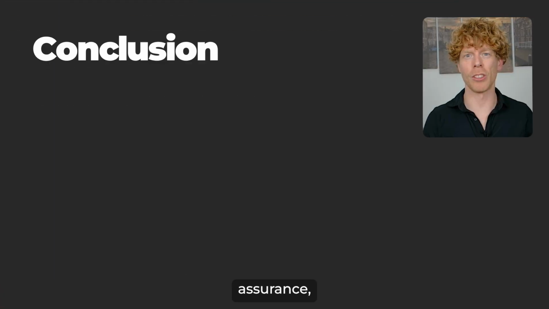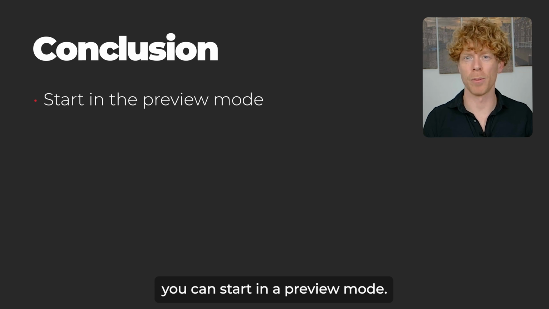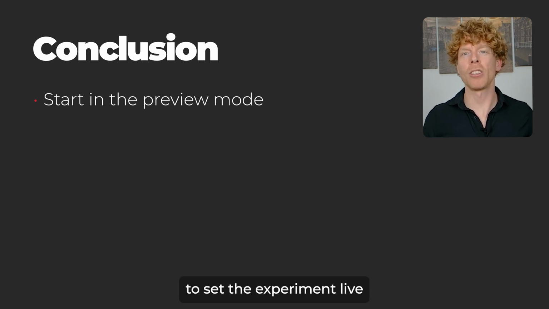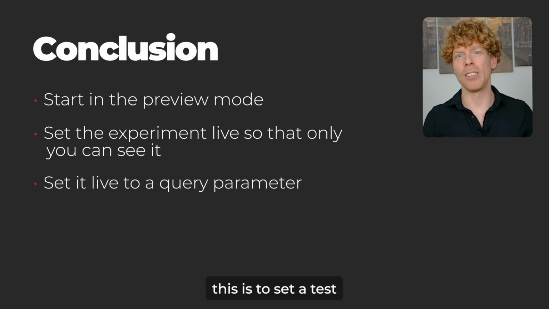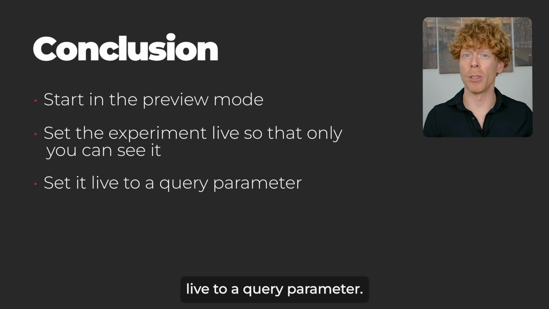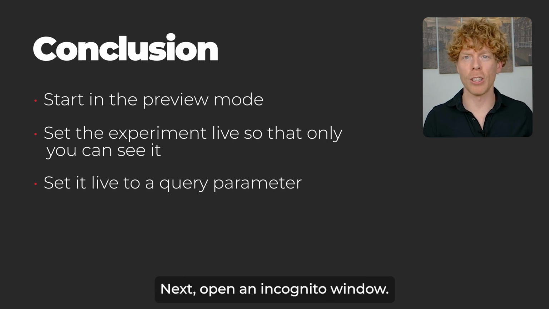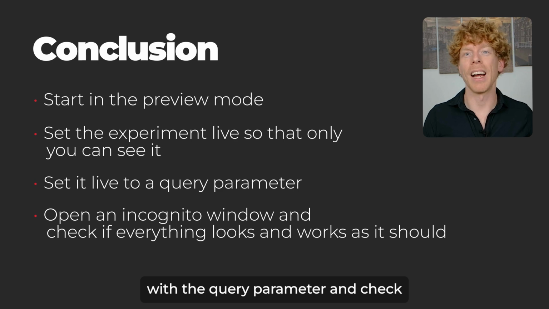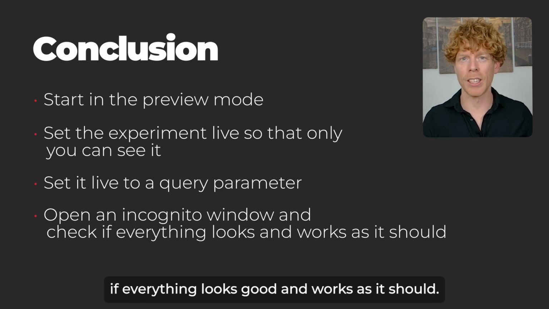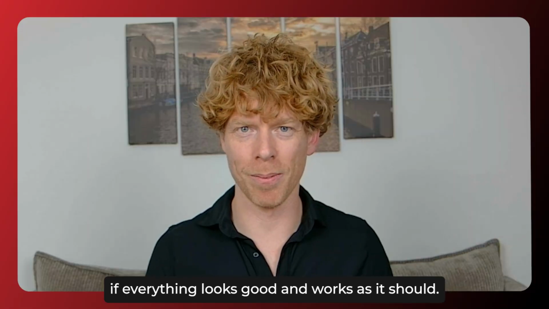In summary, to do a thorough quality assurance, you can start in the preview mode. However, it is better to set the experiment live so that only you can see it. The easiest way to do this is to set the test live to a query parameter. Next, open an incognito window, go to your test page with the query parameter, and check if everything looks good and works as it should.